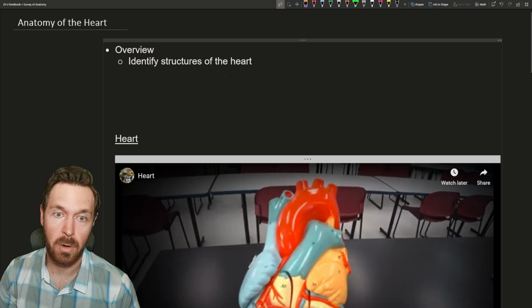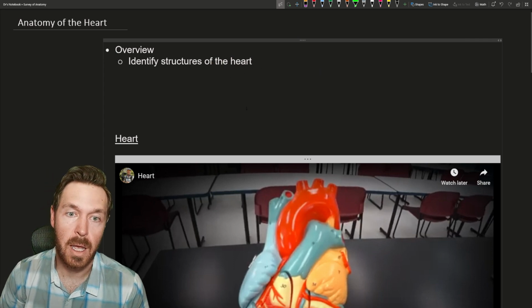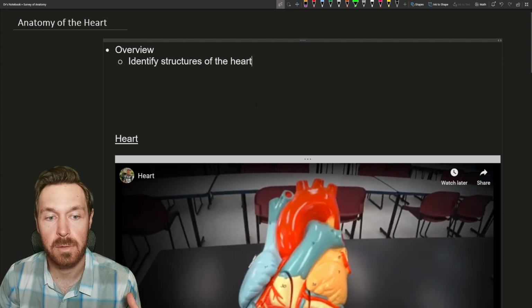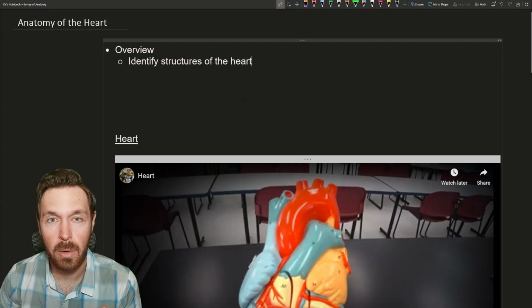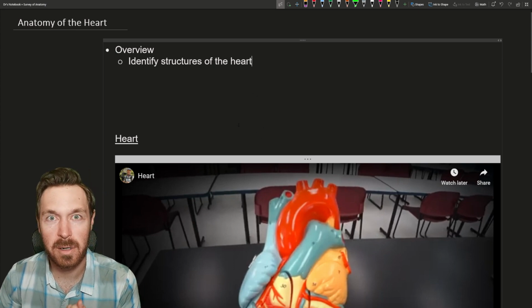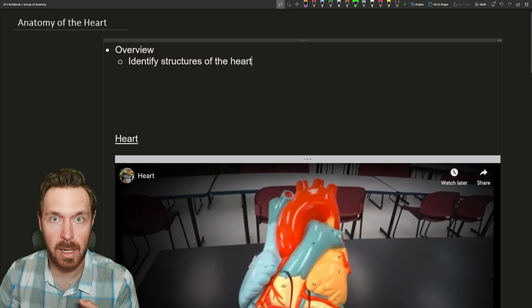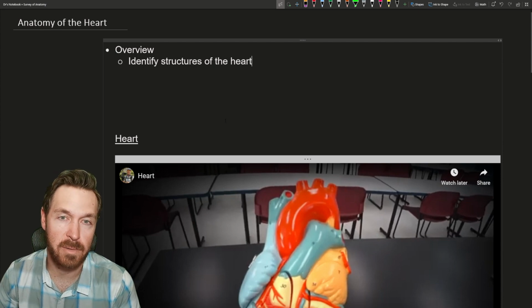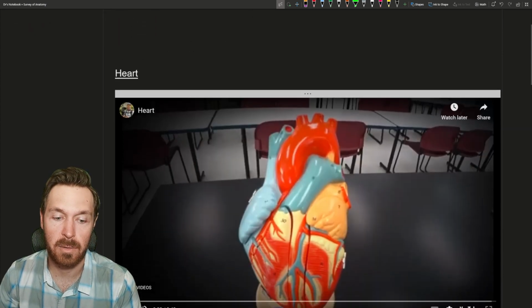So in this video we're going to go over the structures of the heart and identify the key structures, so we can understand their function. In the video after this we're going to have a specific video going over the pathway blood takes through the heart, so we have a clear understanding of that and you can diagram it out yourself. And then we're going to go into the major blood vessels in the following video.